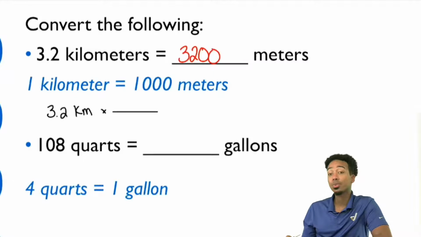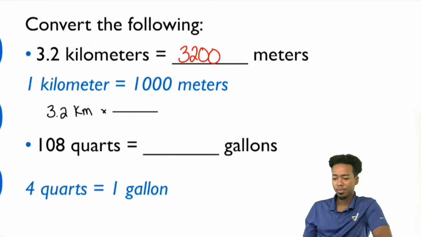Yeah, we're trying to get rid of kilometers, right? So what does that mean we should put it so we can cancel it out? The top or the bottom? If we're trying to cancel it out, where should we put it? Yeah, we're trying to put it on the bottom if we're trying to cancel it out.